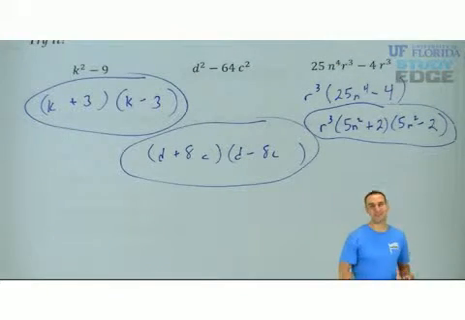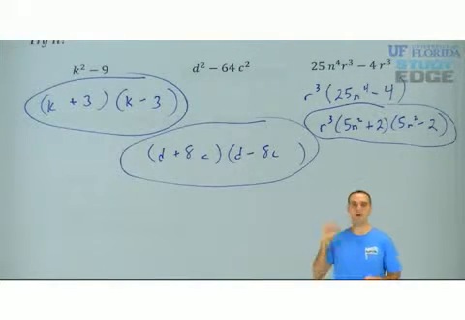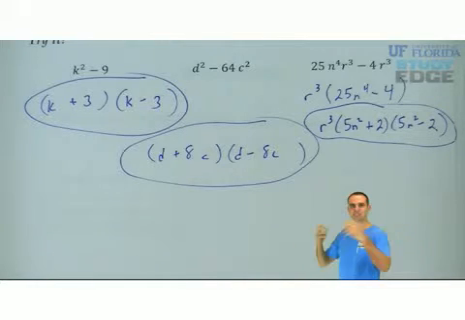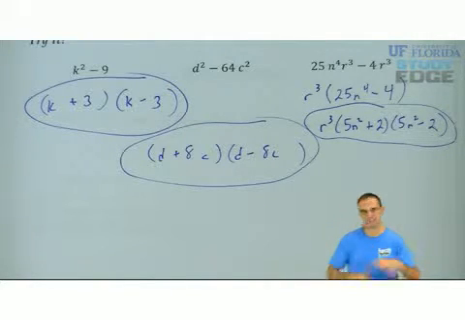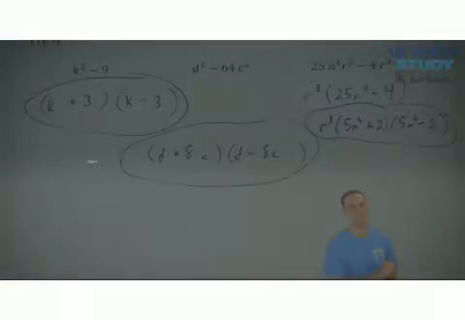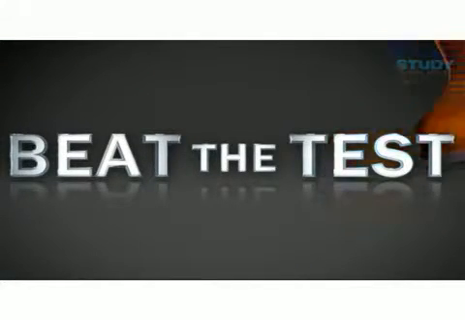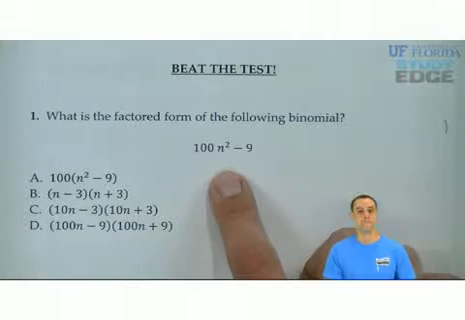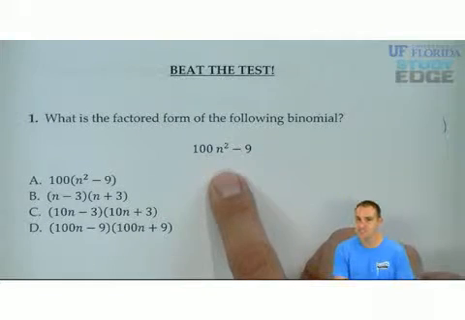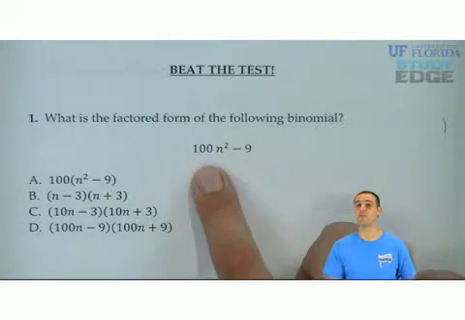It's kind of fun, right? Just got to sit there and take square roots and cut things in half. 1 plus, 1 minus. Throw in maybe a GCF. And we're mixing in some factoring skills here because we're going to have to beat that test. What is the factored form of the following binomial?